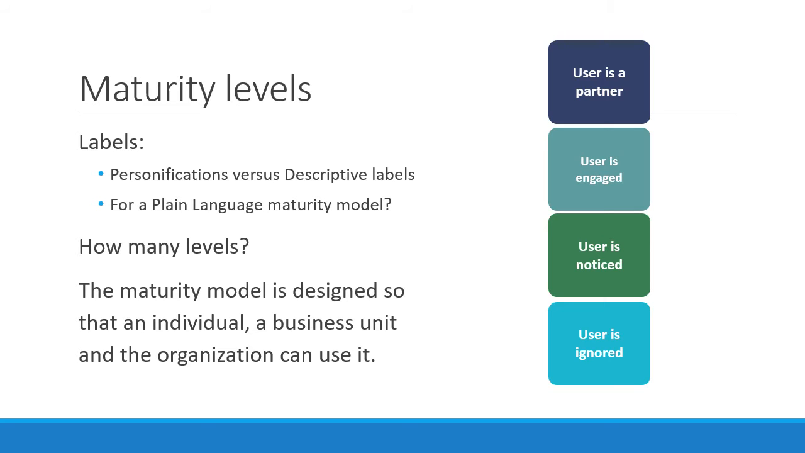The personifications have the advantage that it could become aspirational and also encourage healthy competition in an organization. The disadvantage is that people tend to rate themselves higher than their actual level, because nobody wants to be a couch potato, at least not in this context. They might also lose sight of the purpose of the whole exercise. So, what labels would be appropriate for a plain language maturity model?